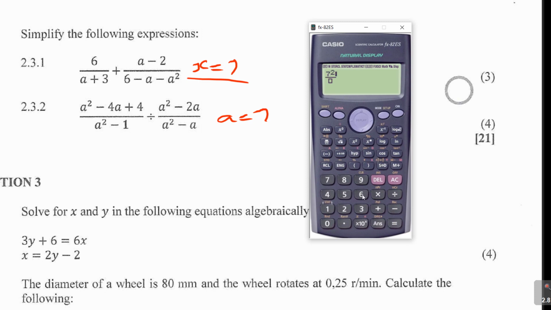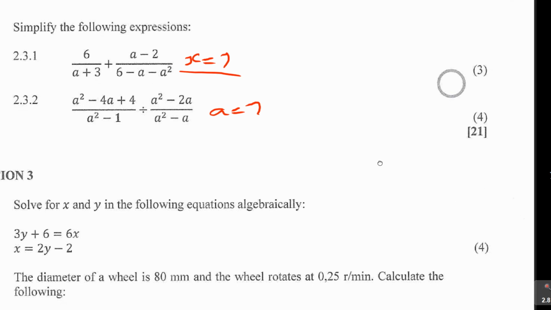In the first one, it's 7 squared minus 4 times 7. It's minus. I don't know why I say times. It's 7 squared minus 4a, which is 7 plus 4, all over 7 squared minus 1, divided by, again, 7 squared minus 2 into 7. I'm substituting, as you can see, 7 squared. You can put brackets for 7 squared minus 7. What answer does it give me? 5 over 8 here. Remember, keep that answer.